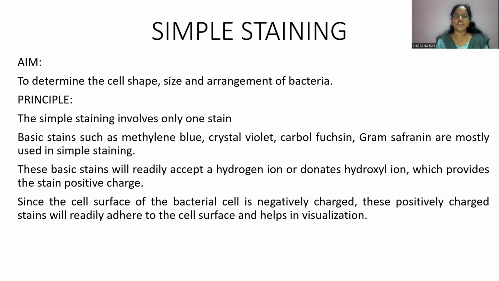So as the name suggests, in this simple staining method, only one stain is used. Usually basic stains are used, such as methylene blue, crystal violet, carbol fuchsin, and safranin, which are the most commonly used simple stains. These basic stains readily accept hydrogen ions or donate hydroxyl ions, which provides the stain a positive charge.